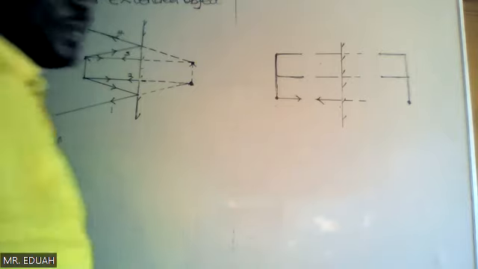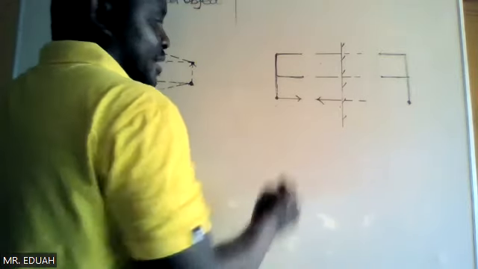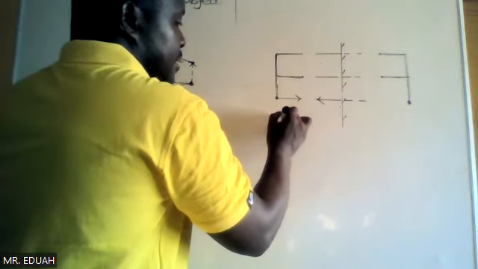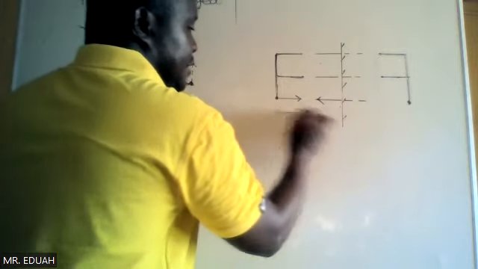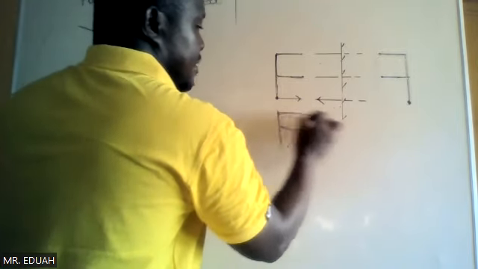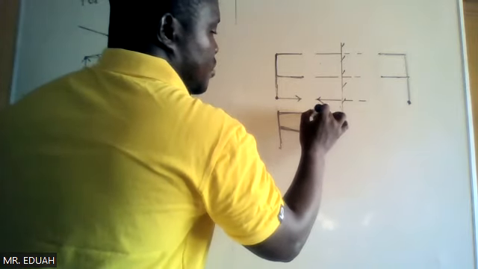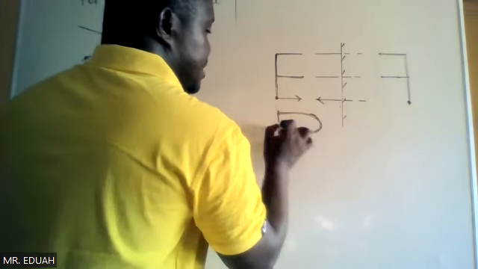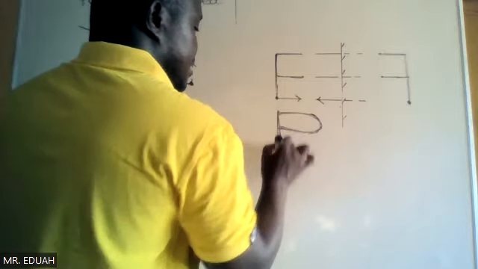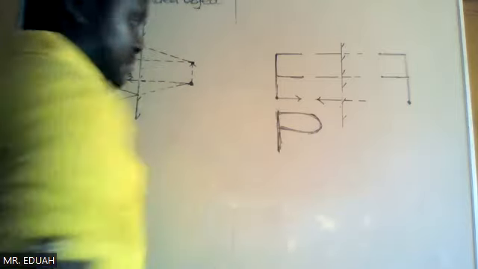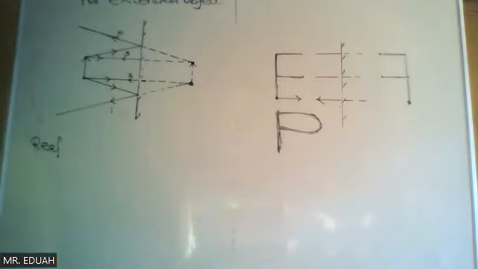So try it for P. Try it for P. You draw some isometric drawing P. Try it for P.